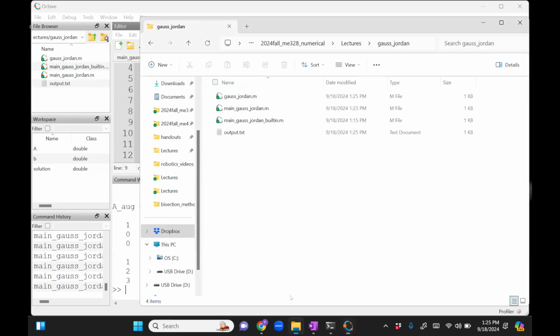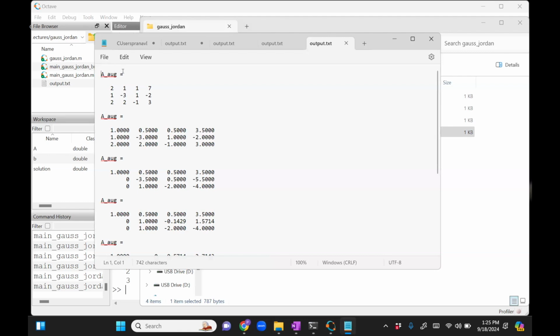And I can compare this against my answer. If you look at output.txt, A augmented is here. So here is the first start, and if you see here, what it did was it took the first row and divided it by 2. So you got 1, 0, 0.5, 0, 0.5, and 3.5. Then it eliminated this 1 and 2 using this 1 as a pivot. So you get this, and you can check this against the answer I got.